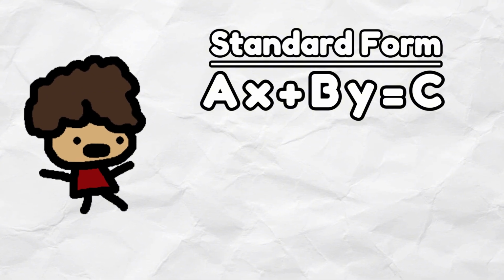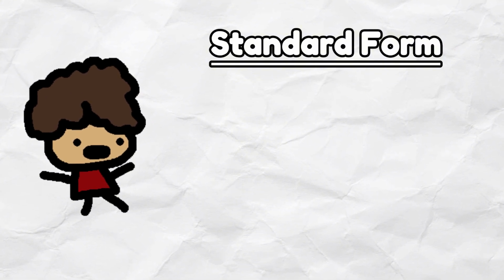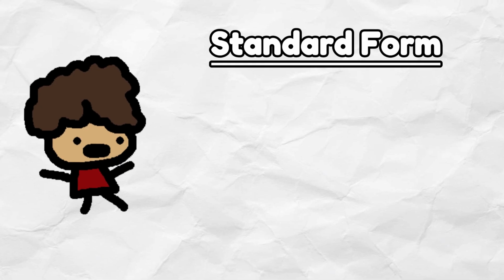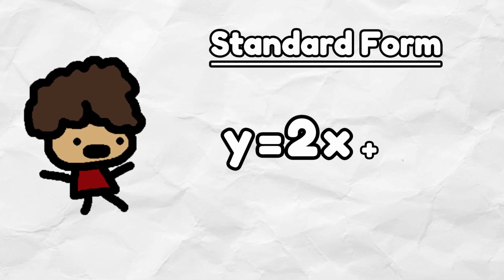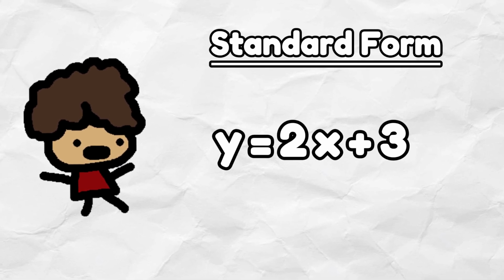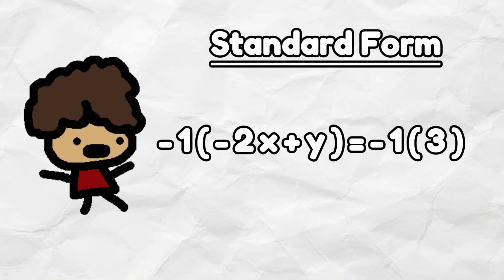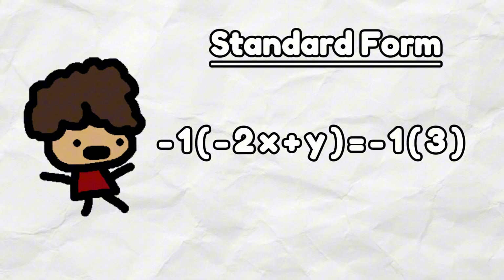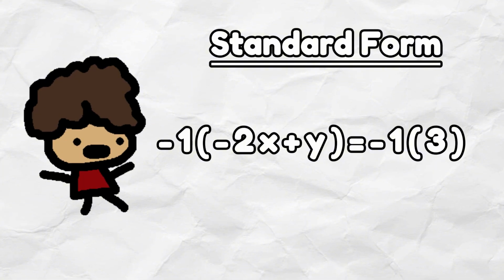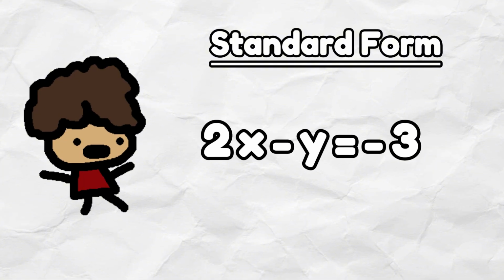You are able to get your standard form from your slope-intercept form by moving things around. For example, if you start with y equals 2x plus 3, you move the x term to the other side. That gives you negative 2x plus y equals 3. Then, make a positive by multiplying the whole thing by negative 1. And you get 2x minus y equals negative 3.